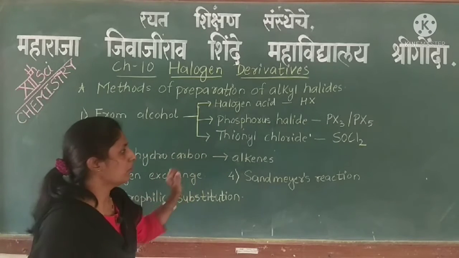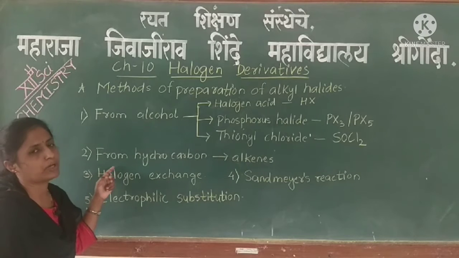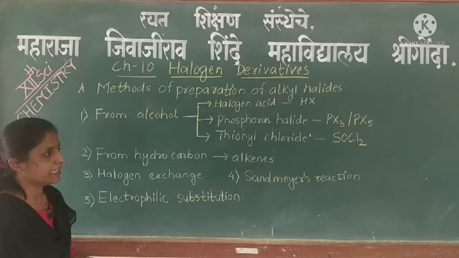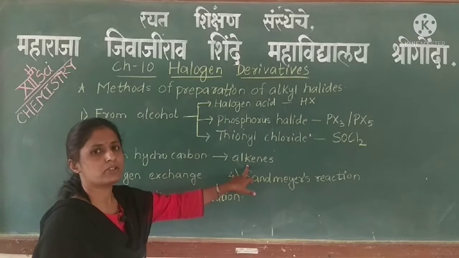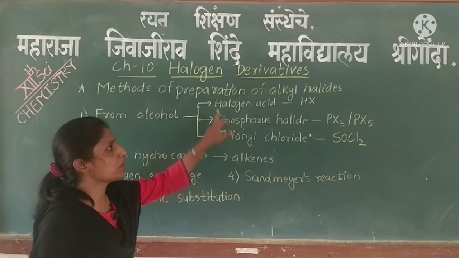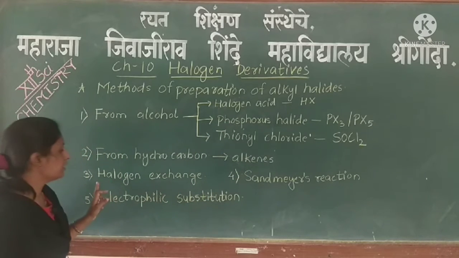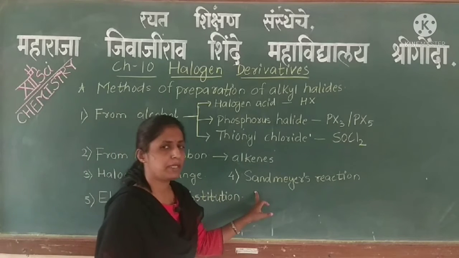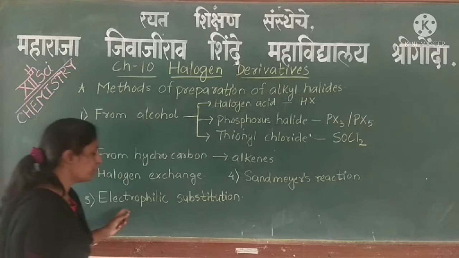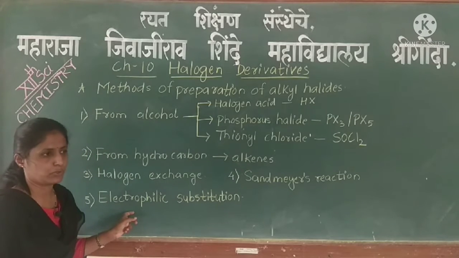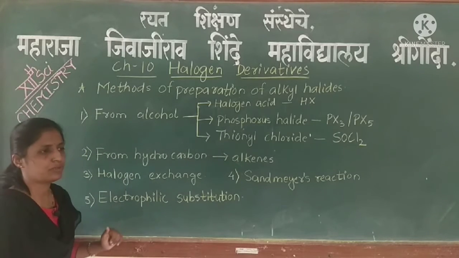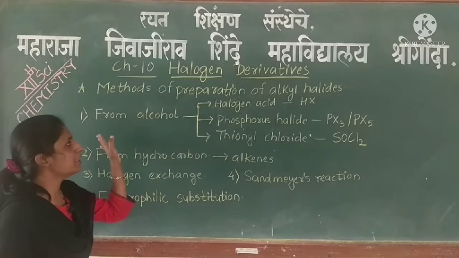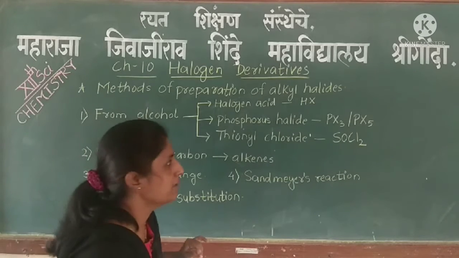So, by any of the 3 reagents, you are going to get alkyl halides by reacting the alcohol with the corresponding reagents. Now, the second method is from hydrocarbons. The starting material is alkenes. By using alkenes, you can obtain alkyl halides. The third method is by halogen exchange. The fourth method is by Sandmeyer's reaction, and the fifth method is by electrophilic substitution. We are going to study each of these methods one by one, but in this lecture we will be studying the preparation of alkyl halides from alcohol. So let's study.